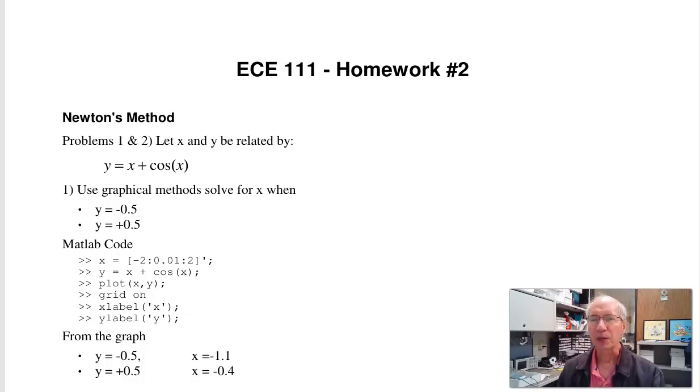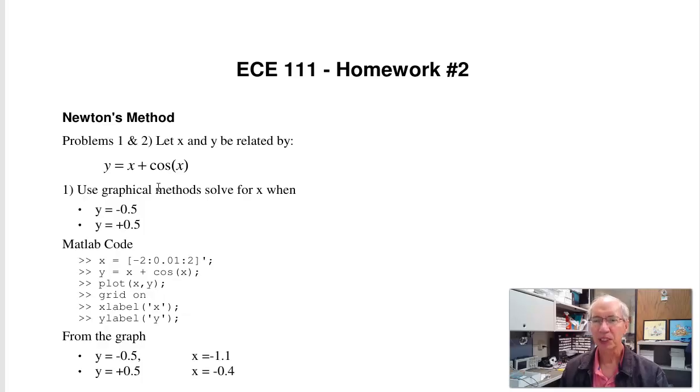For example, the first problem: suppose I have y equals x plus cosine x. Solve for x given that y is minus 0.5. Now given x, solving for y is easy. The hard problem is, given y, solve for x. Using algebra, you may or may not be able to find the answer. With Matlab, you can find an answer using numerical methods.